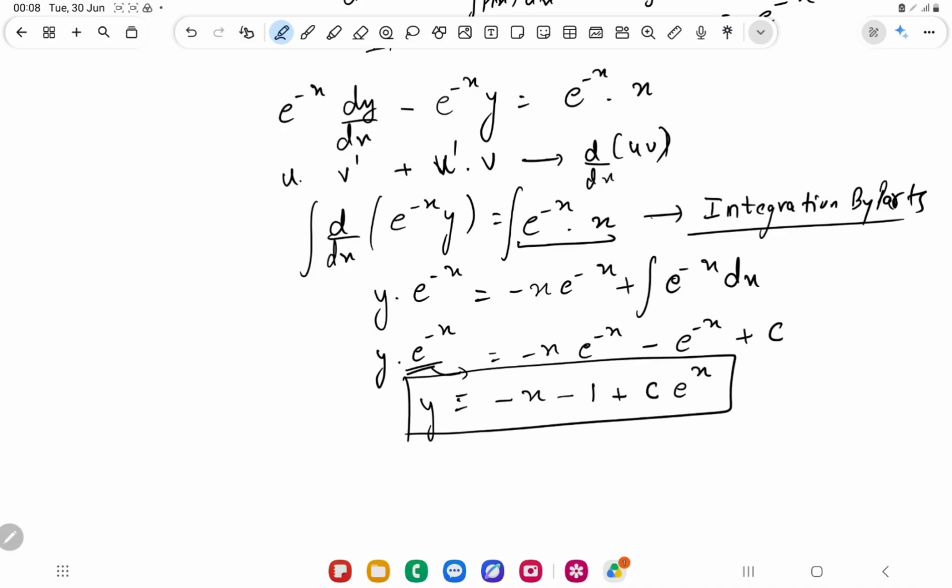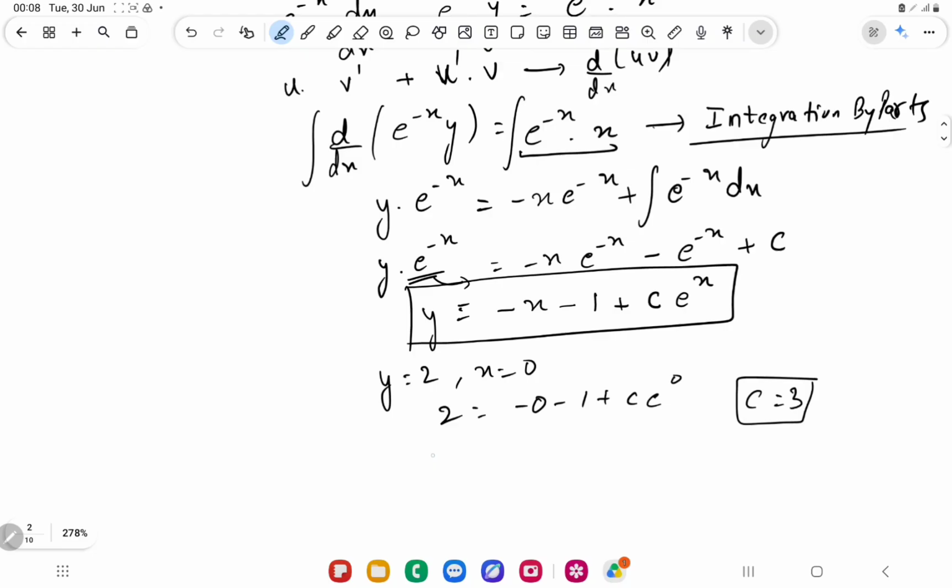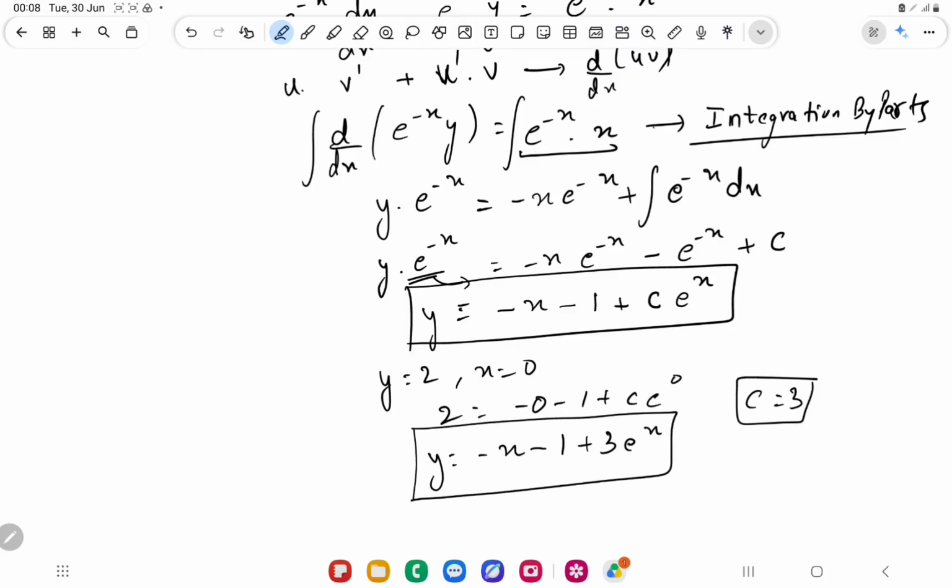Now in the question, it was given that y is equal to 2 when x is equal to 0. So if I substitute, this will become e to the power 0. So my c value will be 3. My final answer will be y equals minus x minus 1 plus 3 e to the power x. So this becomes my particular solution, and my answer is in the form y equals f of x.